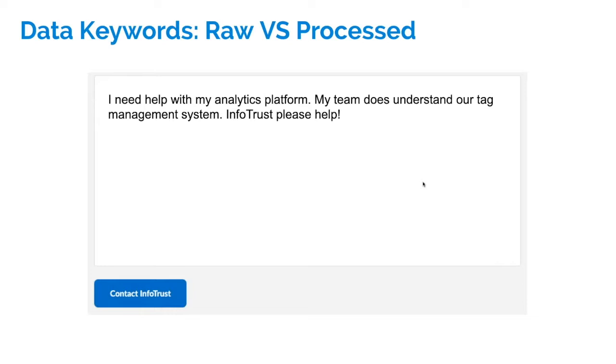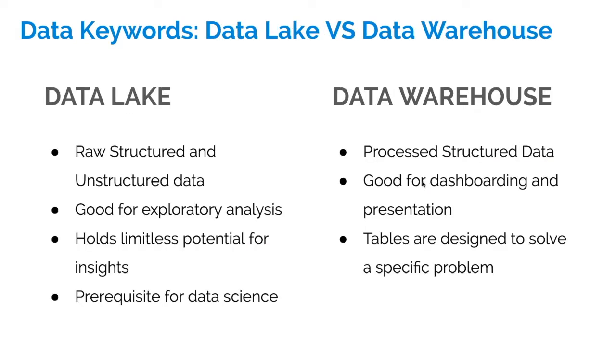So the next key differences that we're going to cover is raw versus processed. When you talk about raw data, it's in the exact form that we collected it. So I gave the example of this contact us form. And if we were to collect this data and store it somewhere in this exact format, it would be considered raw.